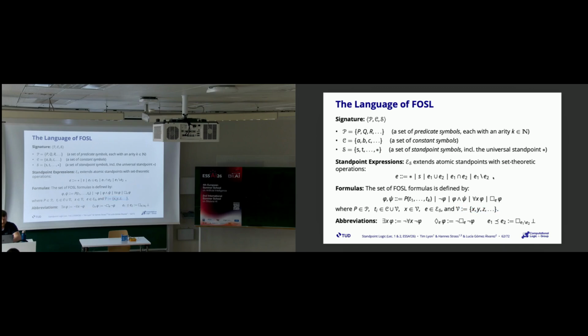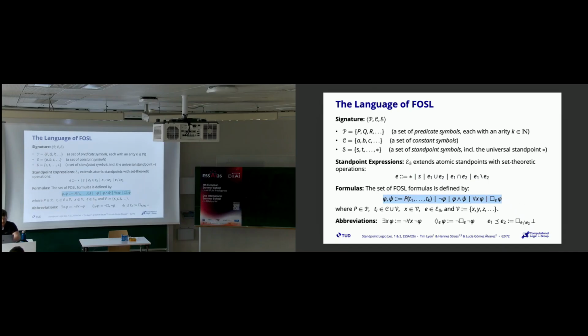Okay, as I said on the previous slide, we have within our language these standpoint expressions, as they are called, which are essentially just set operations over standpoints, and these will be used to index modalities rather than just atomic standpoints, as we had in the propositional setting. The language of first-order standpoint logic is defined by this BNF grammar, shown on the bottom of the slide.